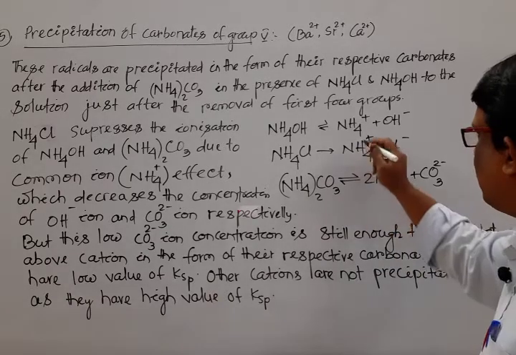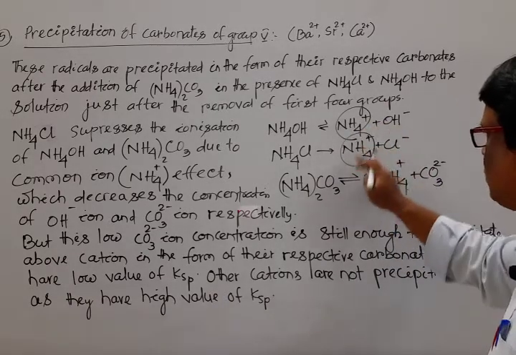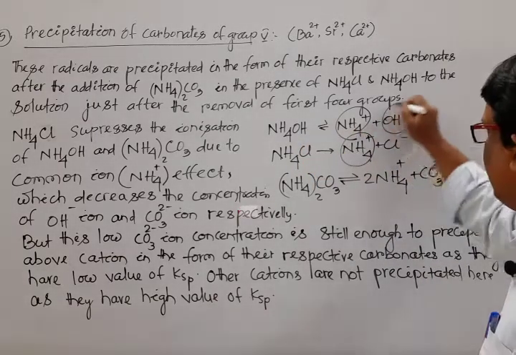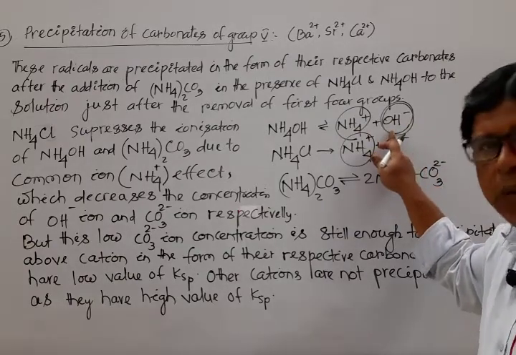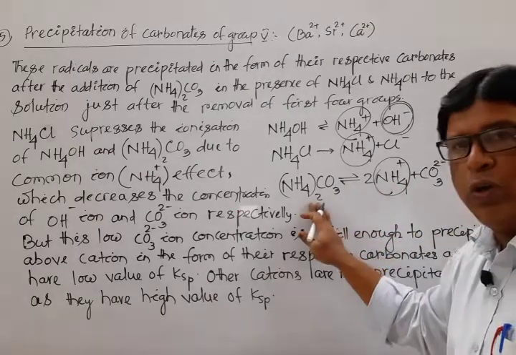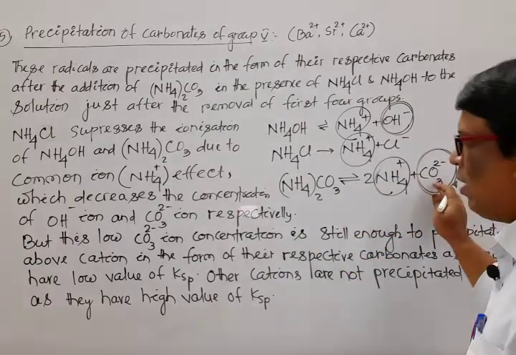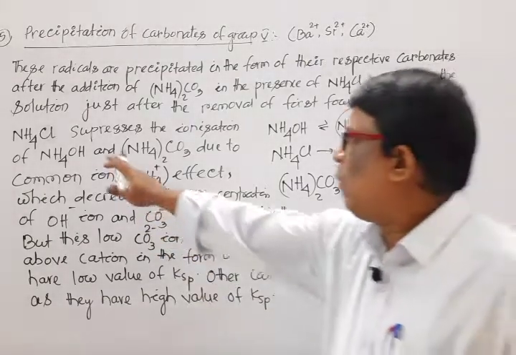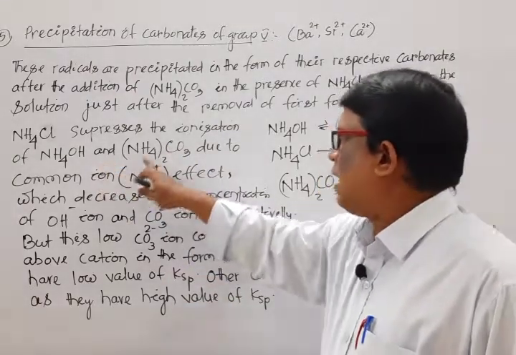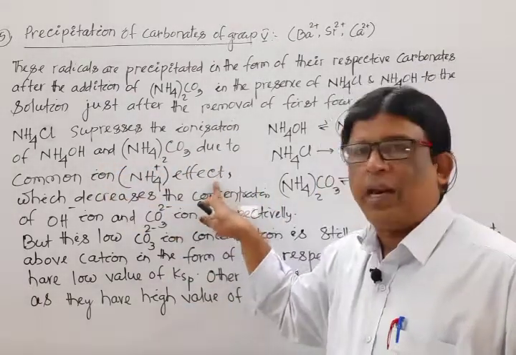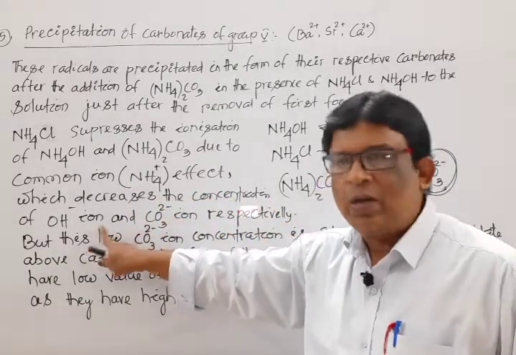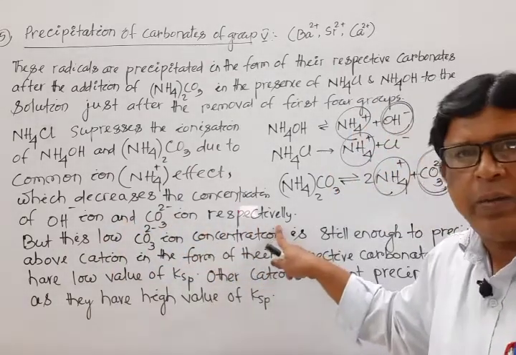Here, what do we observe? This is the common ion. If we compare these two, this is the common ion. It suppresses the ionization of ammonium hydroxide, lowering the hydroxide concentration. Similarly, this is also a common ion and also suppresses the ionization of ammonium carbonate, lowering the carbonate ion concentration. Okay, mark that. Ammonium chloride suppresses the ionization of ammonium hydroxide and ammonium carbonate due to the common ion effect, which decreases the concentration of hydroxide ion and carbonate ion respectively.